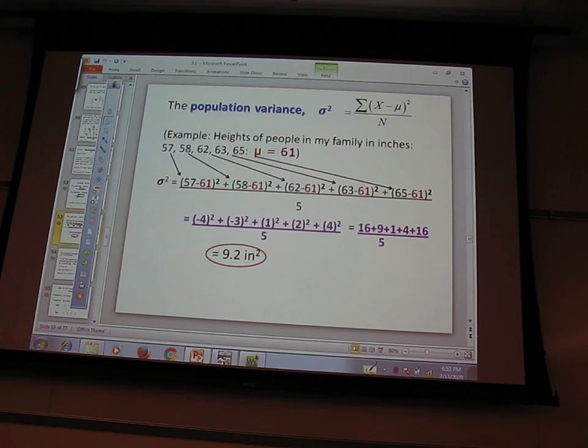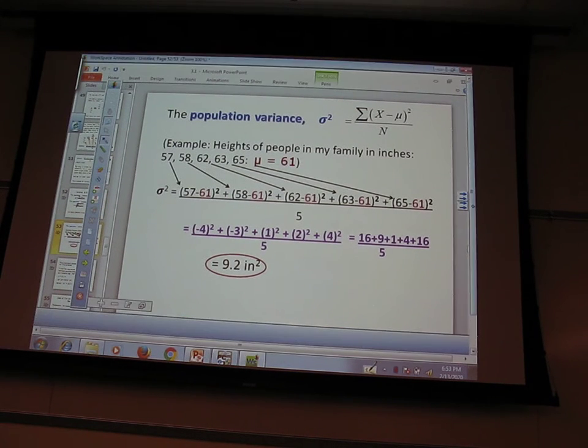Let me give you a concrete example. Listen. Yes? For the second definition, is that standard? We haven't done that yet. No. Okay.